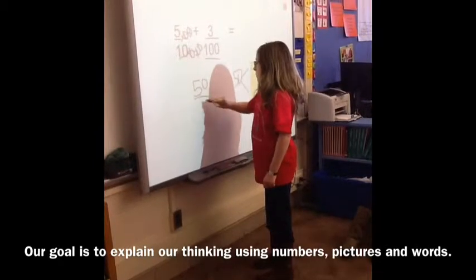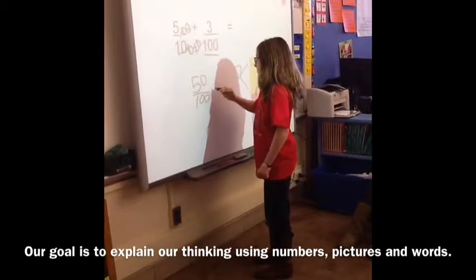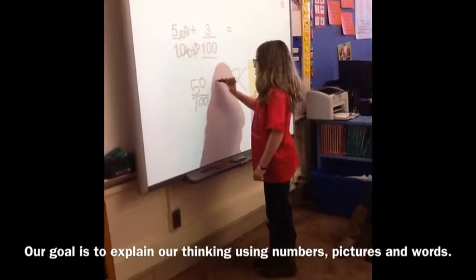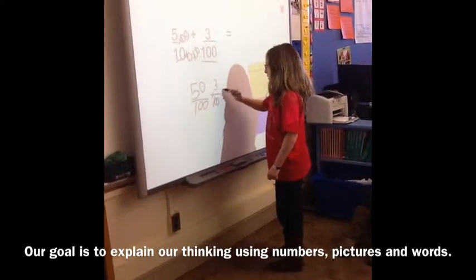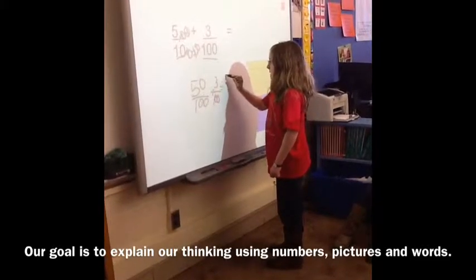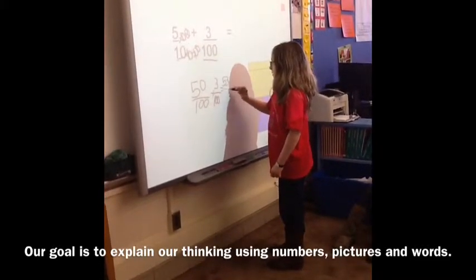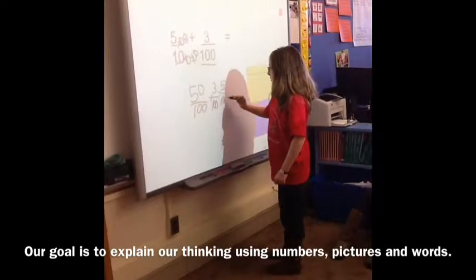So now you have to do 50 100ths plus 3 100ths equals 53 100ths.